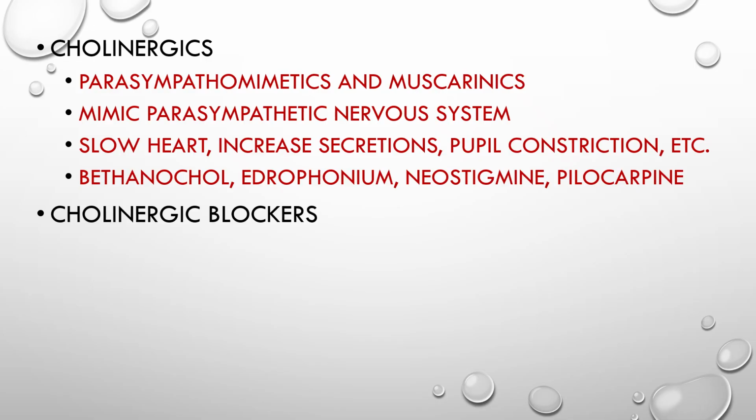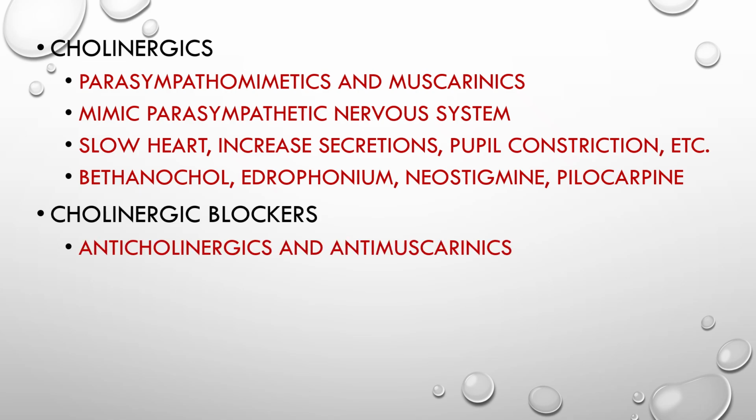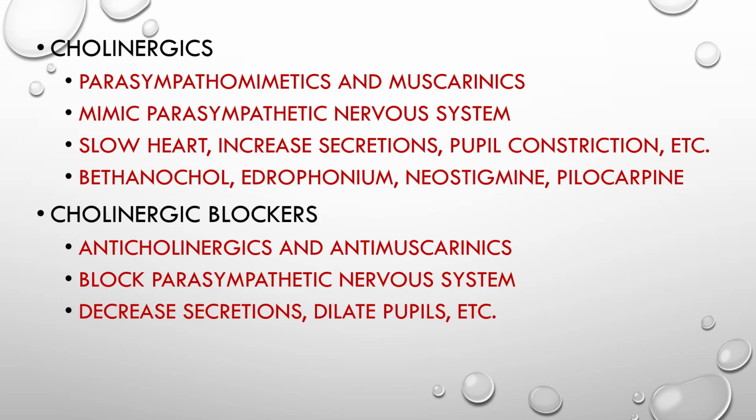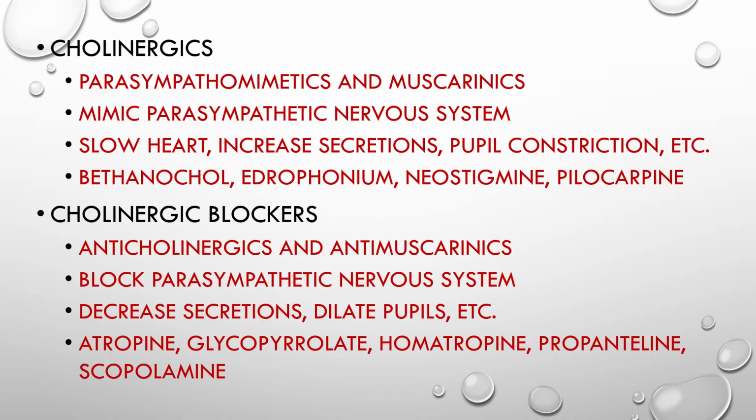Then the cholinergic blockers. So while the cholinergics mimic that parasympathetic system, the cholinergic blockers like anticholinergics and antimuscarinics, they block the parasympathetic nervous system. So that will decrease the secretions, dilate the pupils, and essentially have the same effect as activating the sympathetic nervous system. So some examples are atropine and the scopolamine that are used.